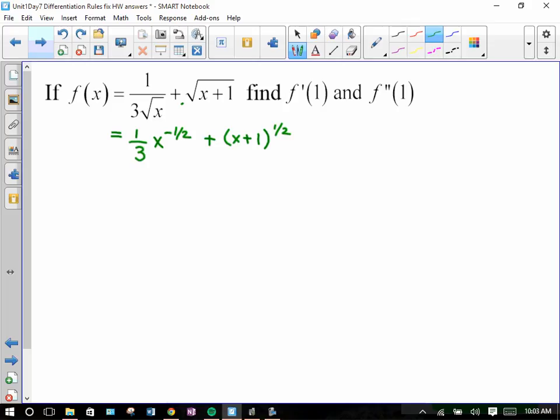Okay? So, it says f prime of 1 and f double prime of 1. So the first derivative will have 1, the second derivative. Before I even worry about plugging something in, I'm just going to find the first and second derivative. So my first derivative, f prime of x, that's equal to, now again, what am I going to do here? I'm going to do negative 1/2 times 1/3. That's going to be negative 1/6.